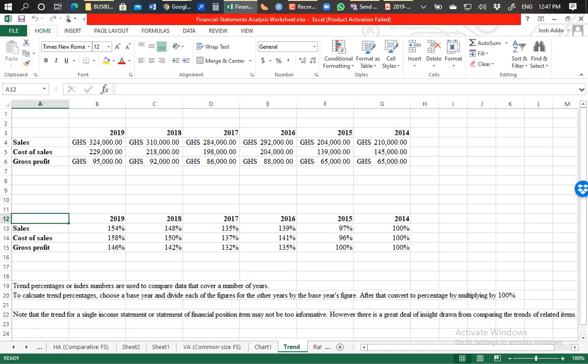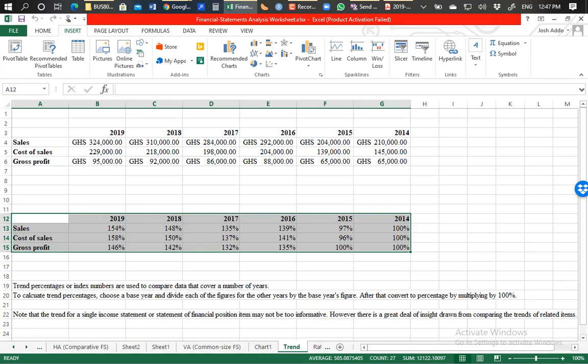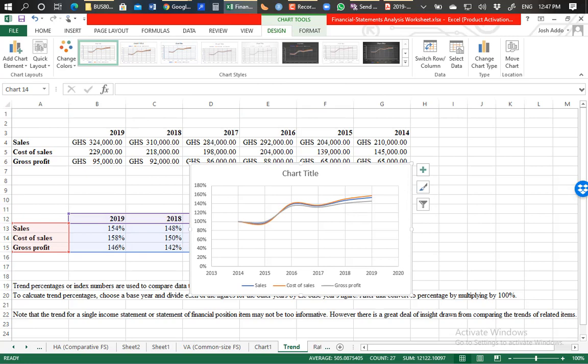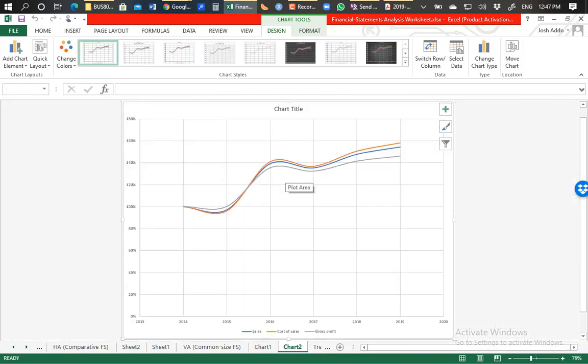You can chart all of these things together. It's as simple as selecting them, clicking insert, and just doing some line graph. You can do a bar graph, whatever it is. So this is how they are showing. They are just close to themselves. Let me move it to a different chart sheet, so it can be a little bigger. So this is how they are showing.